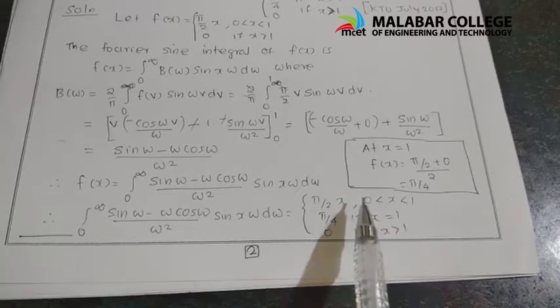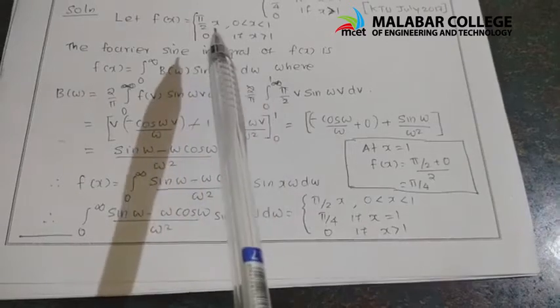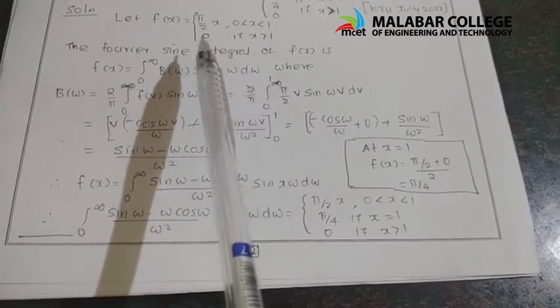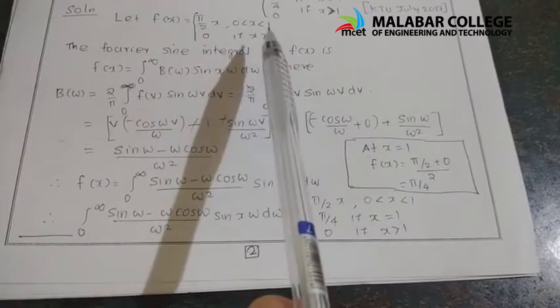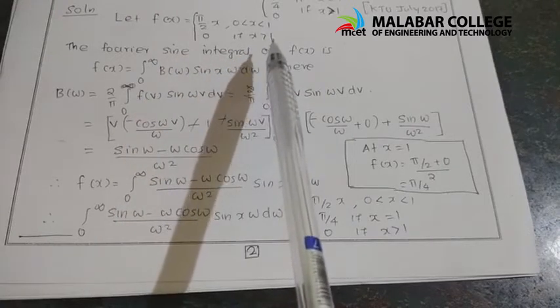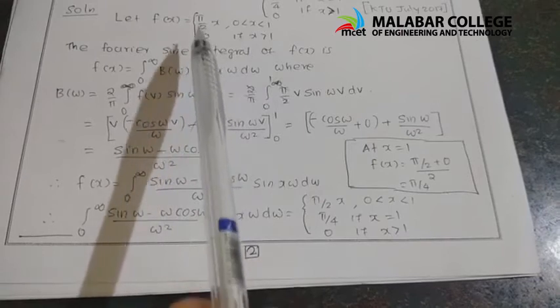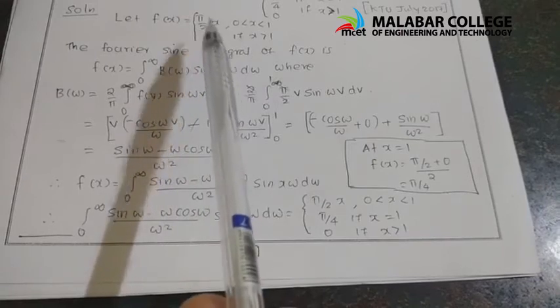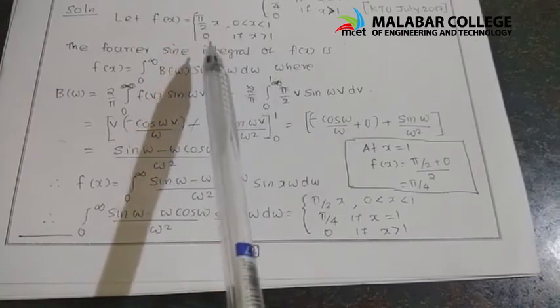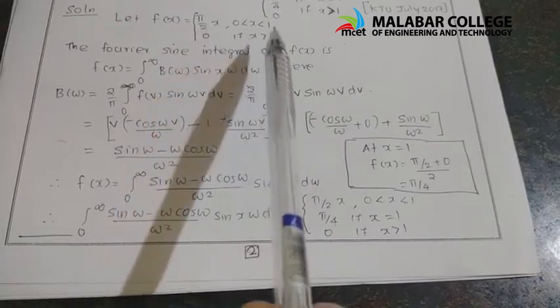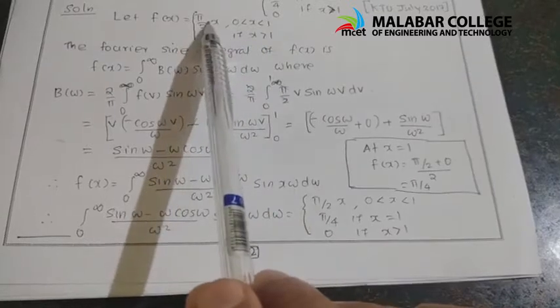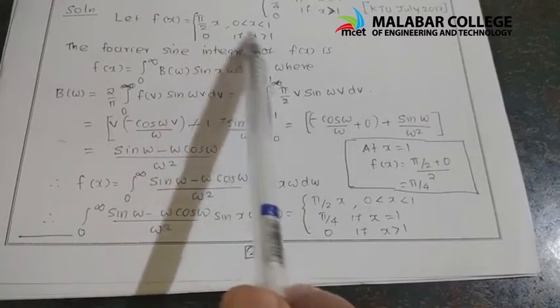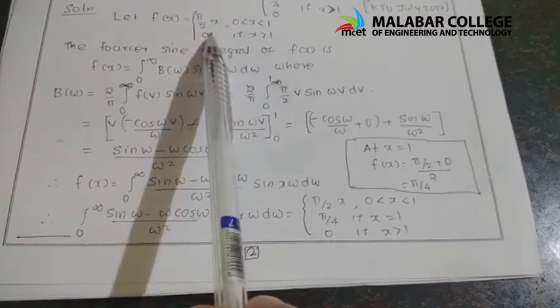At x equal to 1, if I am substituting, pi by 2 into 1 will come. Pi by 2 into 1. This is the end value here. If you are starting from here, the value is 0 here. So pi by 2 into 1 means here the value is pi by 2 and here the value is 0. Which means at the point 1 here we will get pi by 2. Pi by 2 into 1 means pi by 2. At the point 1 here we will get 0 here.